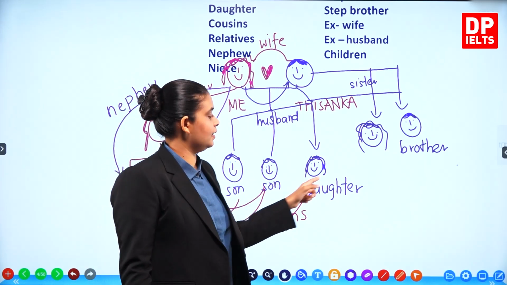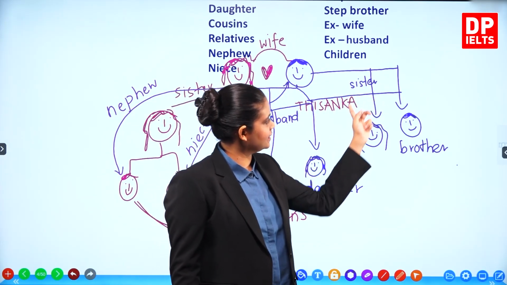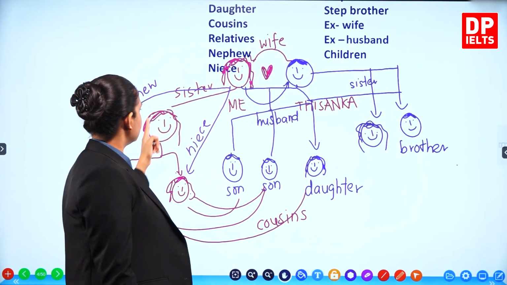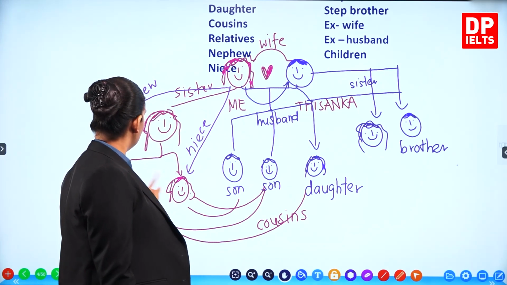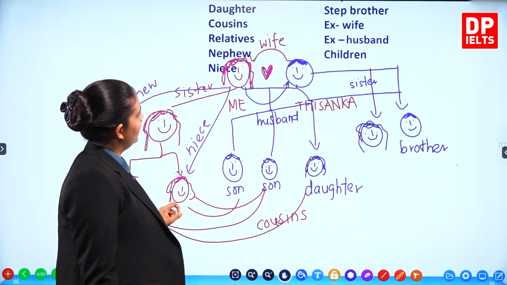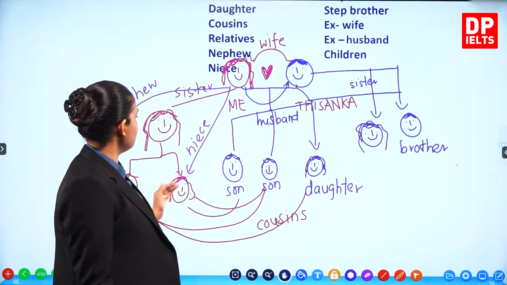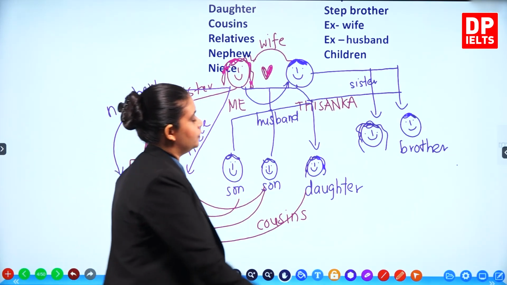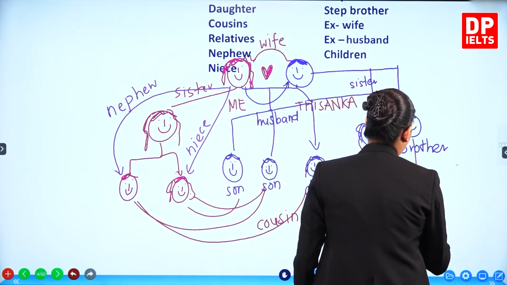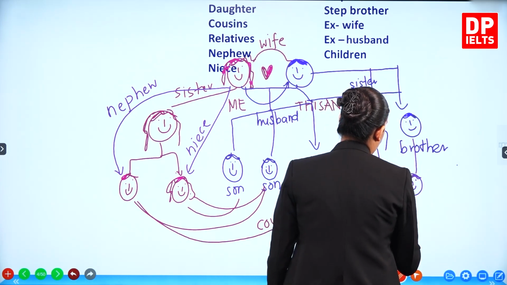So my son and daughter. Okay. Now Tisanka has a sister and he has a brother. Okay. I have a sister and she has 2 kids, a son and a daughter, right? Now, for my 2 sons and the daughter, both of them are cousins, okay? So, Tisanka's brother actually has a son, and she also has a son, okay?